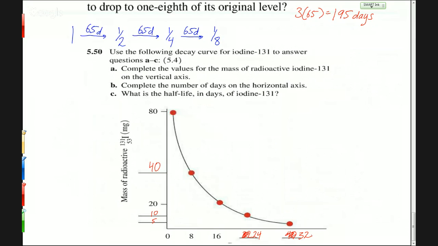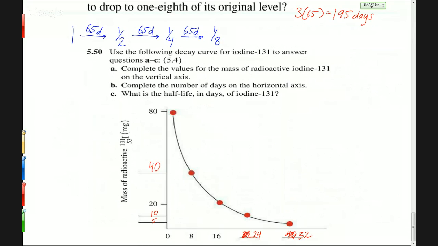So what's the half-life then? How long does it take for the amount to be halved, to cut in half? Oh, it will be 8. Yeah, 8 days. Because in 8 days, it goes from 80 to 40. In 8 days, it goes from 40 to 20. In 8 days, it goes from 20 to 10, and then 10 to 5.